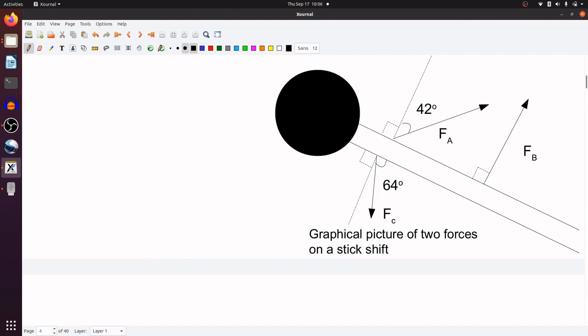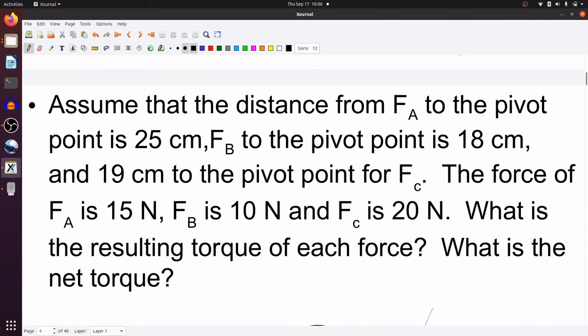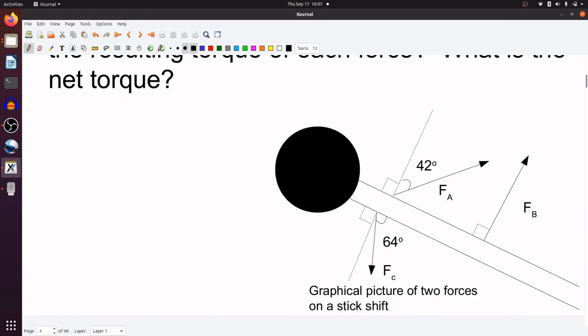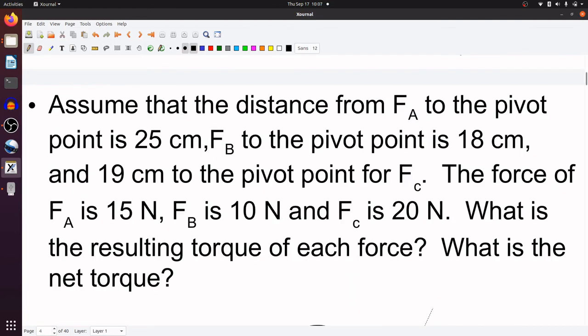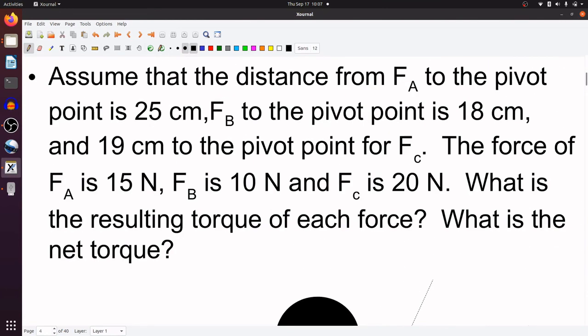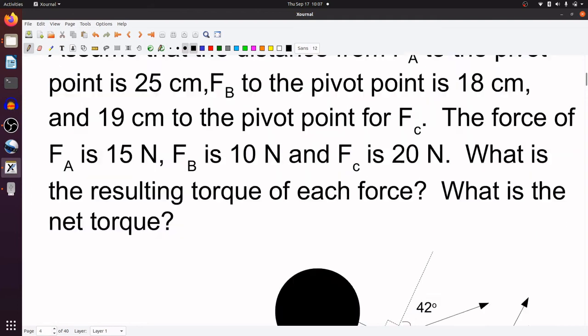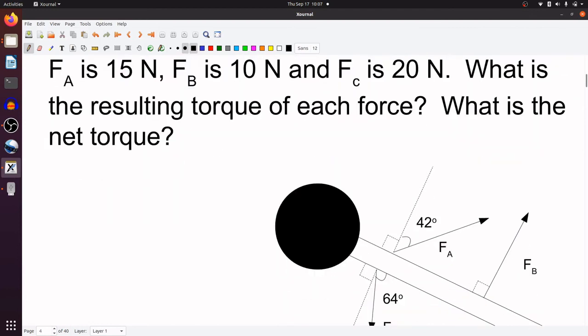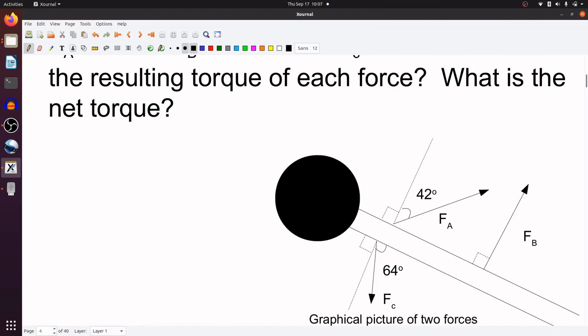And some are acting at angles, some are not. And we'll have to utilize that. But we assume that the distance from FA to the pivot point is 25, so FA is going to be 25. We assume FB to the pivot point is 18, and FC is 19 centimeters to the pivot point. The force of FA is 15, FB is 10, FC is 20. What's the resulting torque of each force, and what is the net torque?